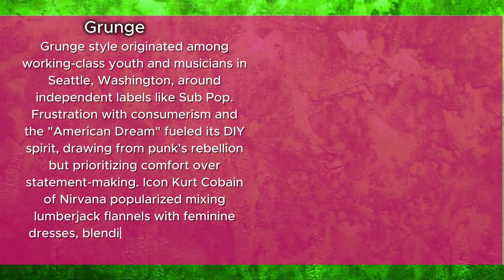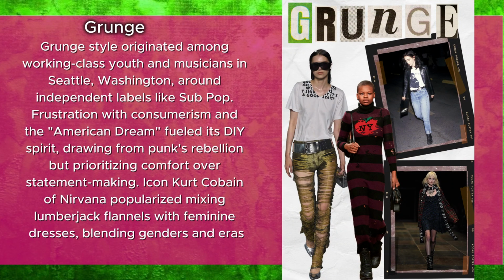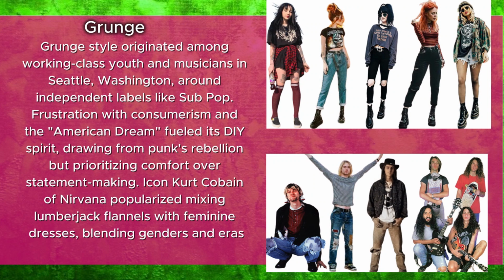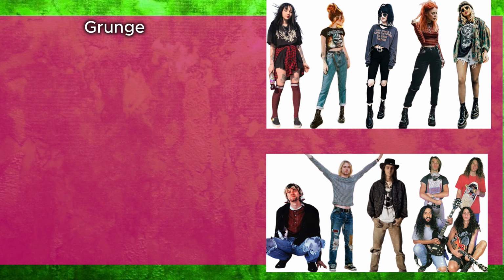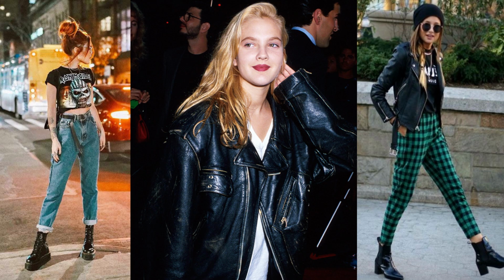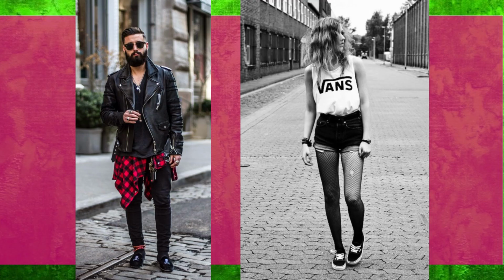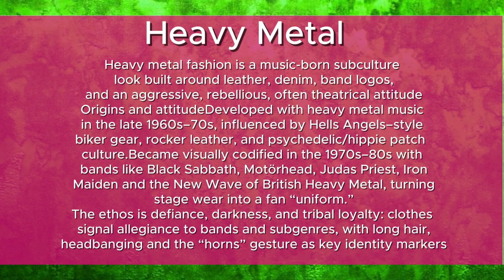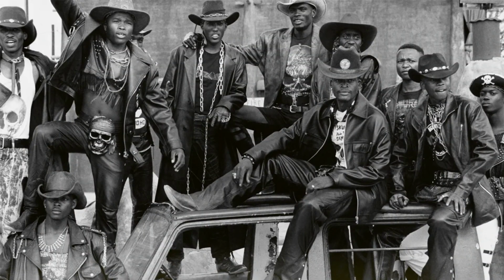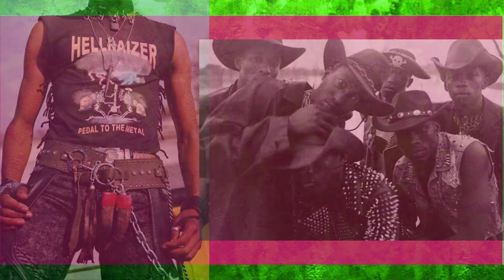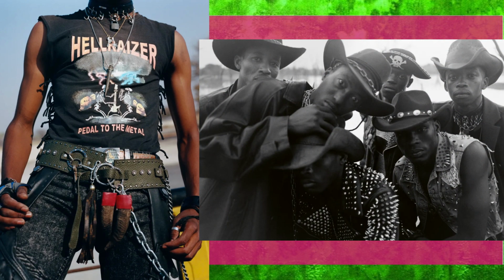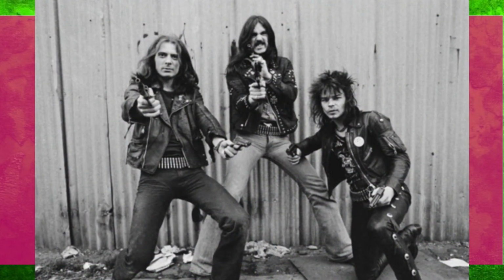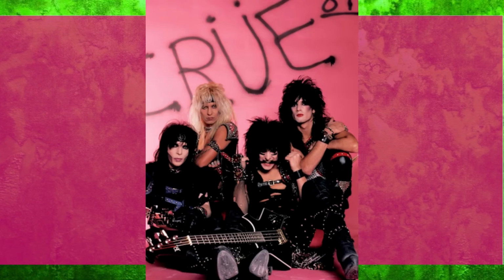Grunge fashion subculture emerged in the mid-1980s. Seattle music scenes tied closely to grunge rock bands like Nirvana, Pearl Jam, Alice in Chains, and Soundgarden. It embodied an anti-fashion ethos, rejecting polished 1980s glam in favor of thrift store finds, practicality, and heavy metal. Heavy metal fashion is a music-born subculture, a look built around leather, denim, band logos, and an aggressive, rebellious, often theatrical attitude. Origins and attitude developed with heavy metal music in the late 1960s and 70s, influenced by Hells Angels style, biker gear, rocker leathers, and psychedelic hippie patch culture, which became visual.